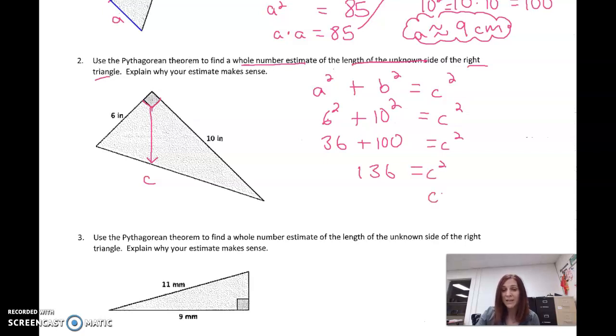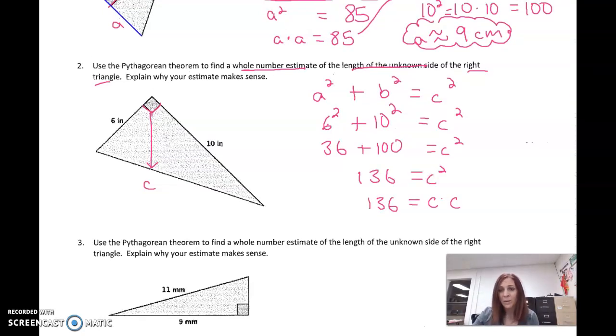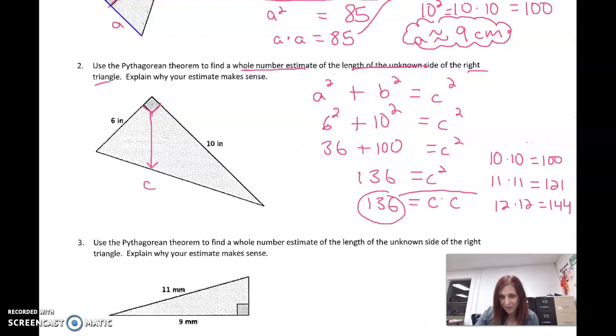And again, we're saying what number times itself equals 136. A lot of times people will divide it by 2. No. Look for your perfect square numbers. Now, if we look up here, we had 10 times 10 equals 100, 11 times 11 equals 121, 12 times 12 equals 144. So we can see this 136 is going to fall between 11 and 12. Then you just say, is it closer to 121 or 144? I believe it's closer to 144, so we'd say that our hypotenuse is approximately equal to 12.